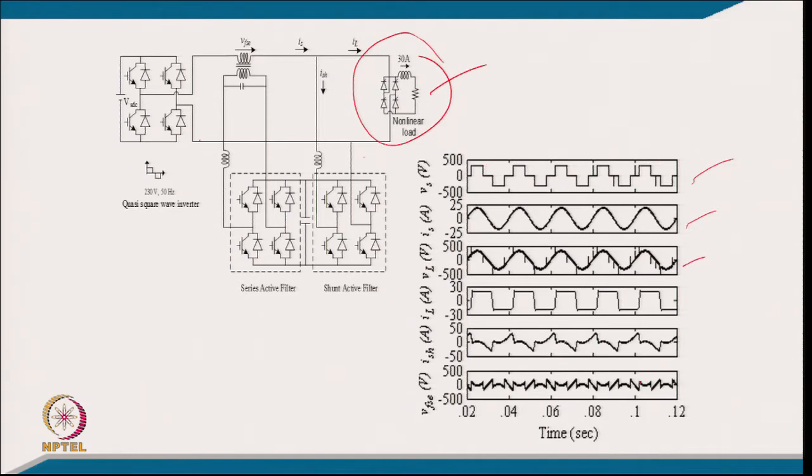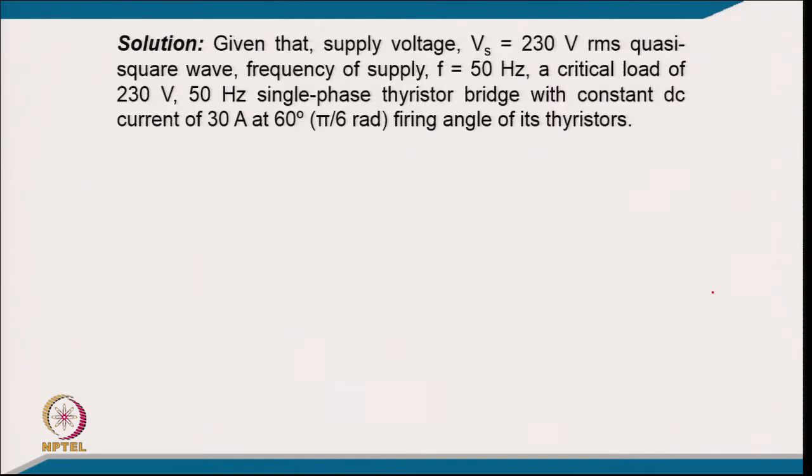So, the difference of these two we have to inject by the series filter, and the load current here is a constant, typically square wave current because of the thyristor converter with constant current. The difference of the supply current and the load current is supplied by the shunt active filter, which consists of harmonics as well as the reactive power component of current. After realizing this complete system, developing a model and putting the realistic values given in the problem, these waveforms are achieved, and now based on this we can go to the numerical part of the problem.